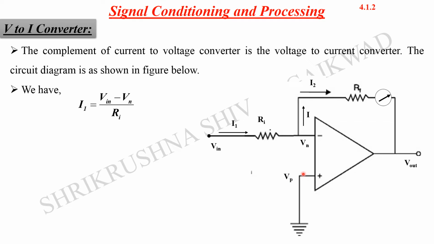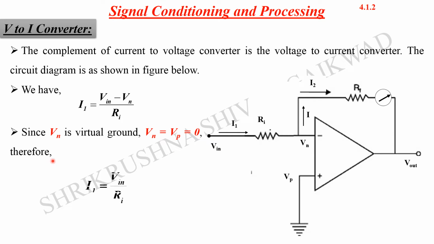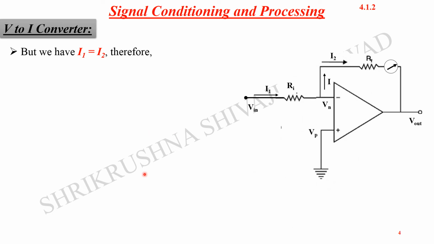Okay, so this is a grounded non-inverting terminal. So obviously this point will be at the virtual ground as well, so the potential will be the same between these two points. So Vn is virtually at ground, so Vn is equal to Vp is equal to 0, we consider here. Therefore, substituting Vn equal to 0, I1 is equal to VIN upon Ri.